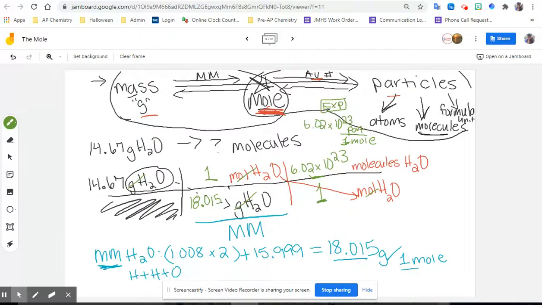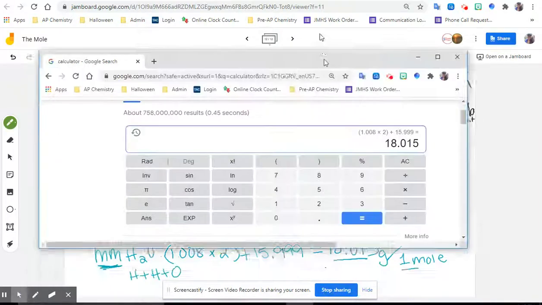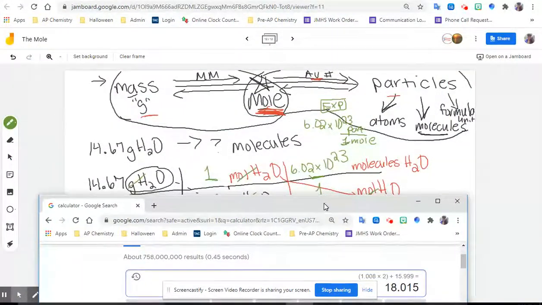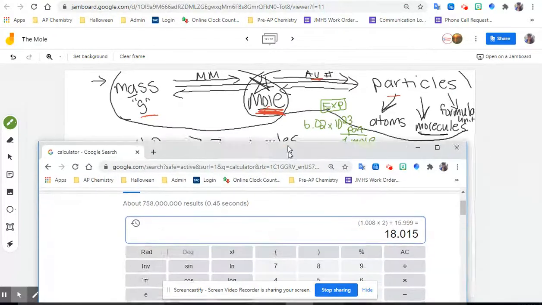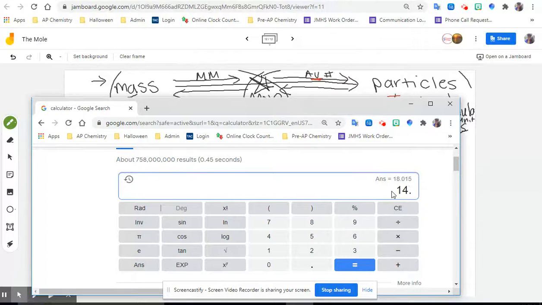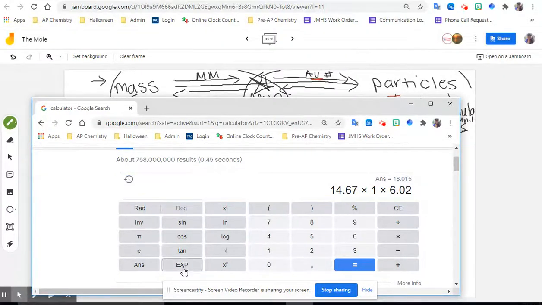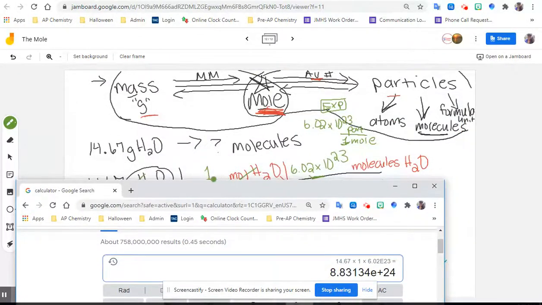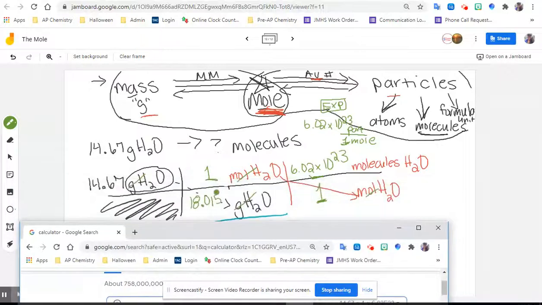To show you how to type this one in, I'll pull up my little calculator right here. We need to multiply everybody across the top. So I have 14.67 times 1 times Avogadro's number. We're going to go 14.67 times 1 times 6.02, hit exponent 23, and push equals. I now have this number, which is the total of the whole top. All of these things were being multiplied across the top.